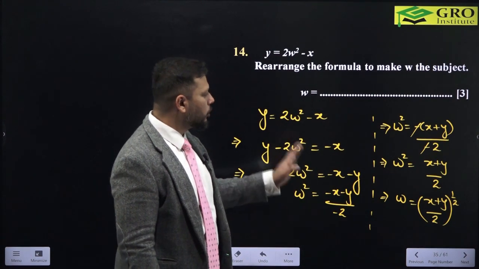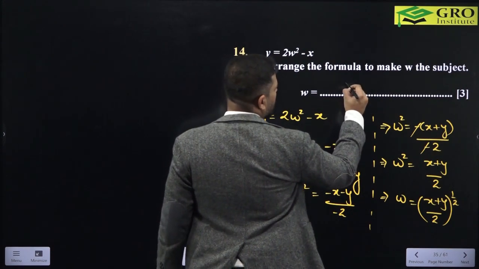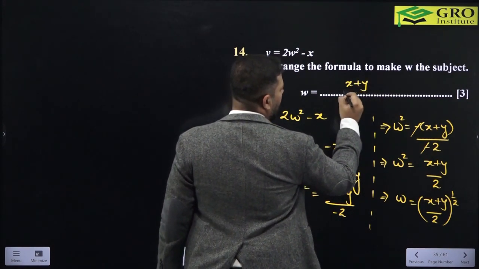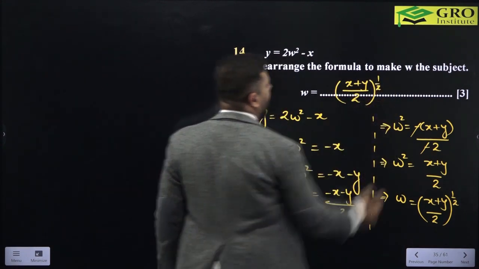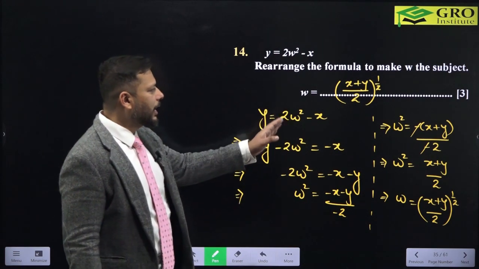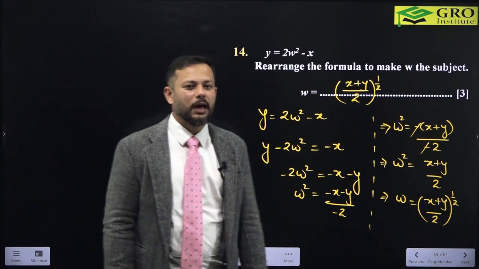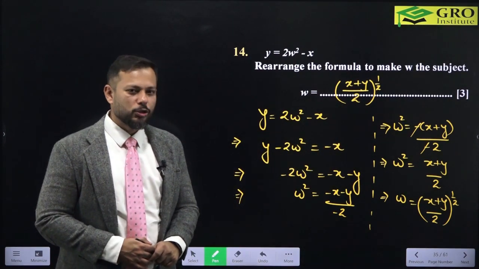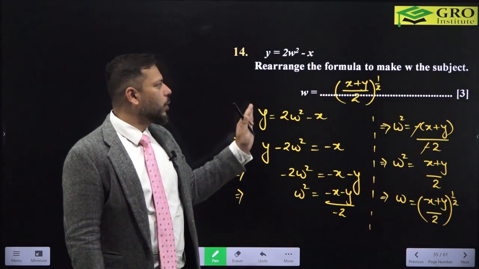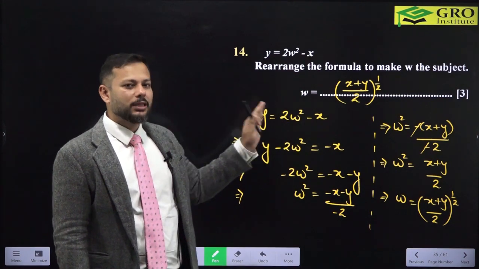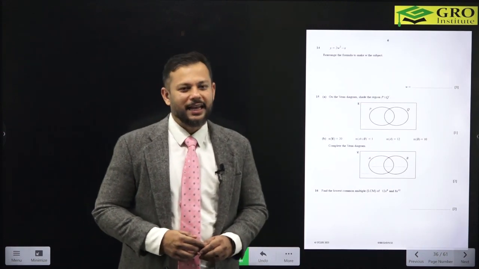We see that if we want to make w the subject, this equation becomes w equals (x plus y upon 2) whole raised to power 1 by 2. Now we have changed the subject, and w is the subject, which is equal to (x plus y by 2) whole raised to power 1 by 2. So I hope this part is also clear to all of us. Simple basics: transposing one element or variable to the other side, and making it the new subject. So let us move ahead with the next question.